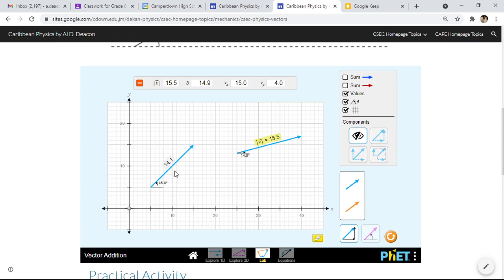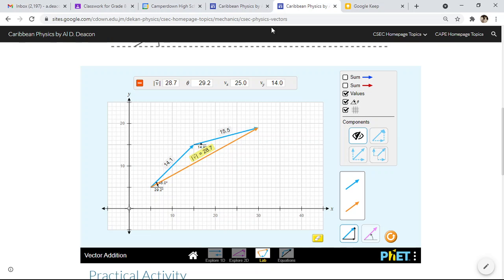I was given 14.1 acting at 45.0 degrees, and then say add it to 15.5 or 14.9. Good? All I need to do is to take this tail and add it to this head. I get back my 29.2 at 28.7. See it there. That's the triangle method.